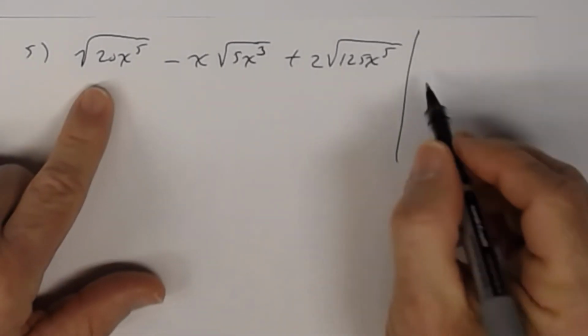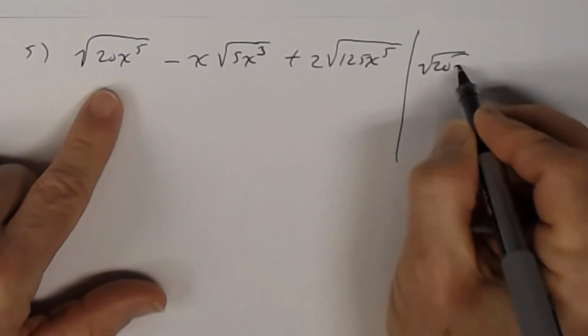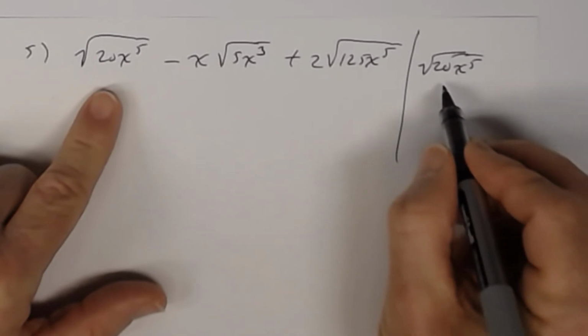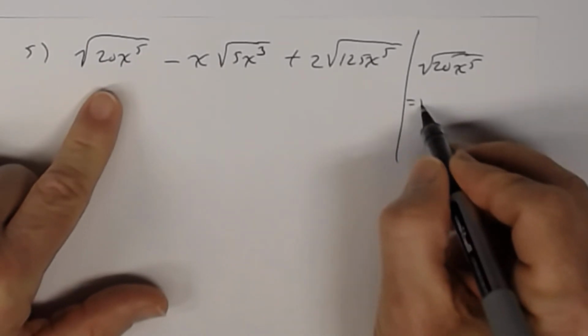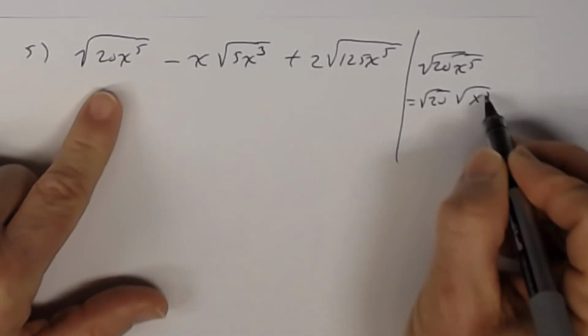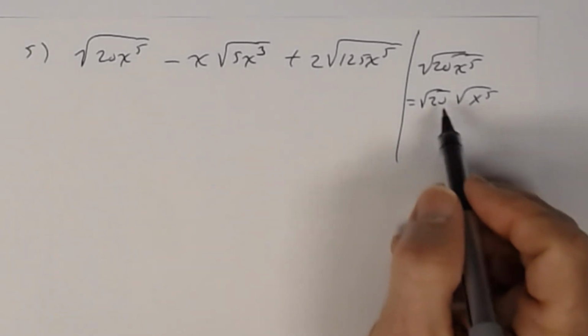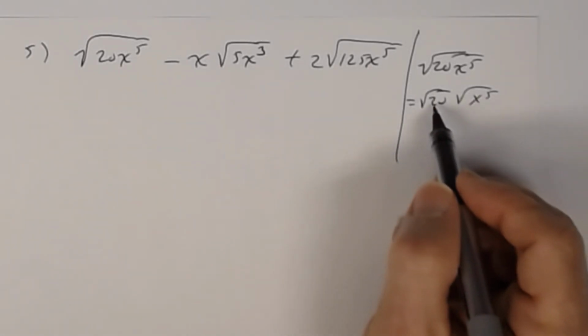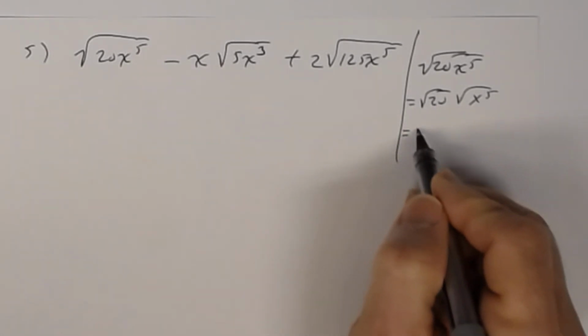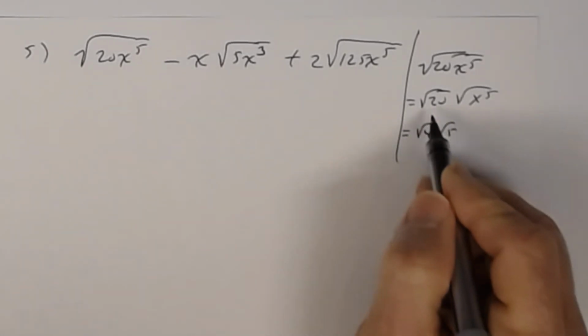So the first one is the square root of 20x to the 5th. I know by the product property I can rewrite this as the square root of 20 times the square root of x to the 5th. All right, so we're going to talk about simplifying each of those. So the largest perfect square that goes into 20 is 4, so I can write this as the square root of 4 times the square root of 5. 4 times 5 is 20.